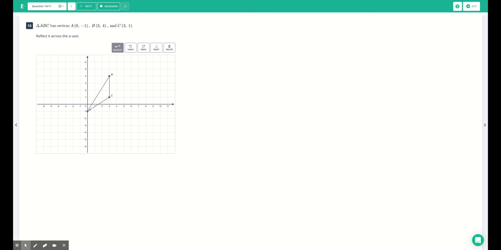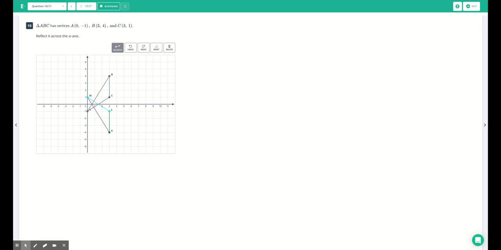Reflect across the x-axis. So here B and C will be below the x-axis and point A will be above. So I'm going to click line segment. A is one space below the x-axis, A prime is one space above. And they're calling it H when you click the button. B is 3, 4, so we're going to go 3, negative 4 to reflect across the x-axis. And C is at 3, 1, so we're going to go 3, negative 1. And I'm going to connect all those points. Click and click. There we go.